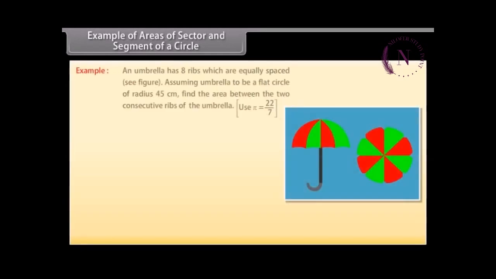Example. An umbrella has 8 ribs which are equally spaced, see figure. Assuming the umbrella to be a flat circle of radius 45 cm, find the area between the two consecutive ribs of the umbrella. Use pi as 22/7.